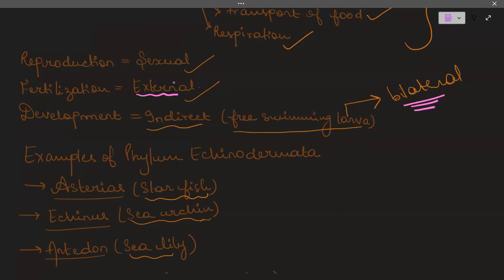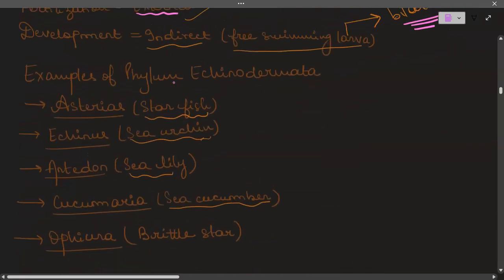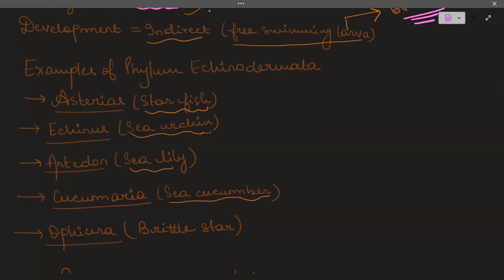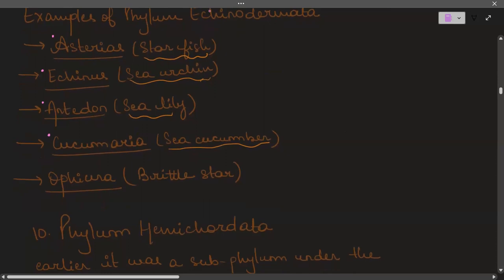bilaterally symmetrical. Talking about the examples of phylum Echinodermata, we have the starfish that is known as Asterias. Then we have sea urchin that is known as Echinus, sea lily that is known as Antedon, sea cucumber that is known as Cucumaria, and then there is the brittle star that is known as Ophiura.